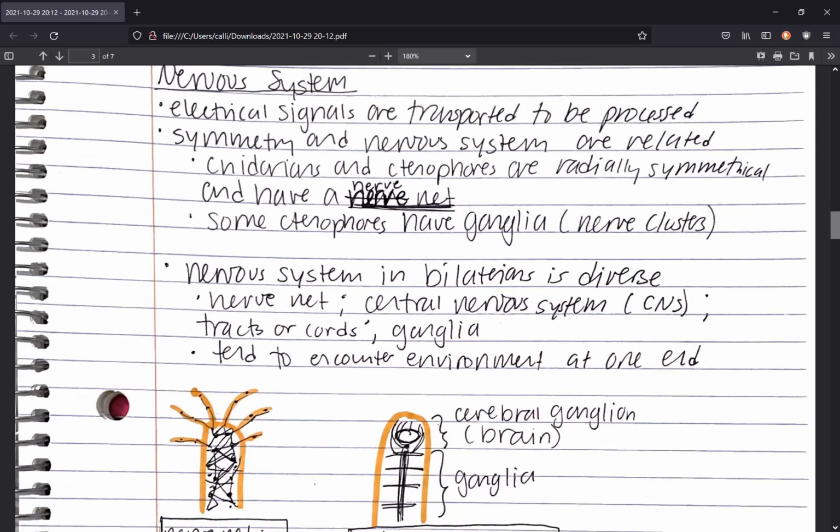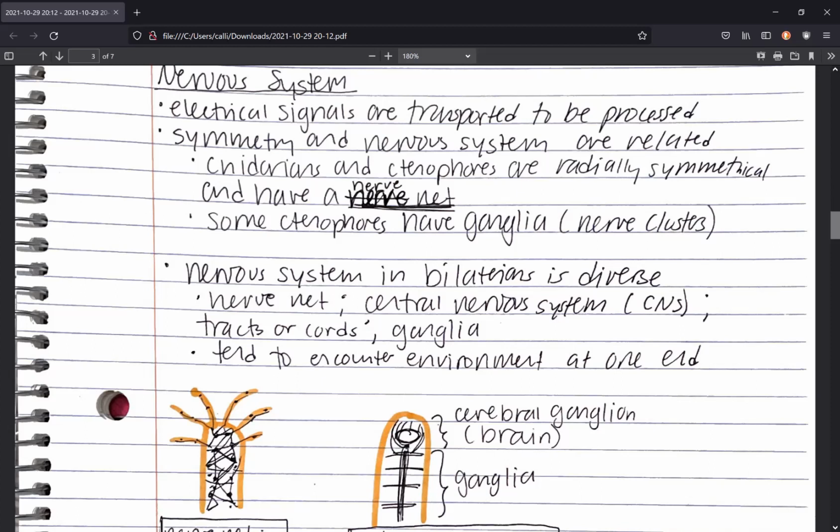Then we can talk about how the nervous system came to be. In the book, it goes into a ton of detail about how symmetry is related to the nervous system, how all of these different features are related. So I encourage you to skim over that. It wasn't really covered much in class. We're just talking about the general key concepts that you need to understand.